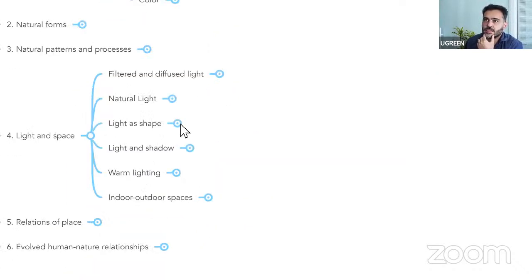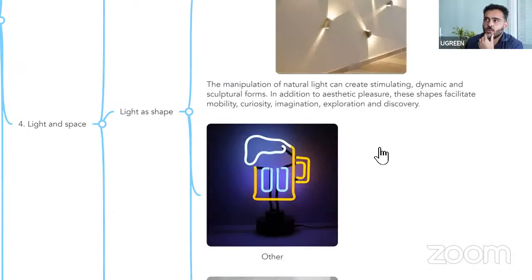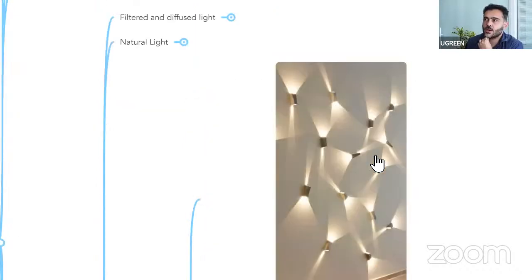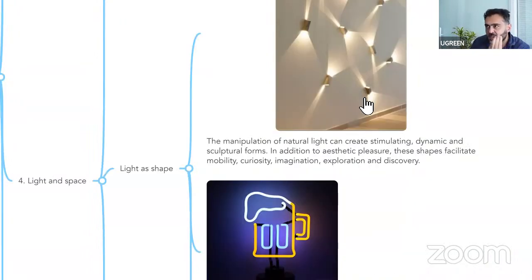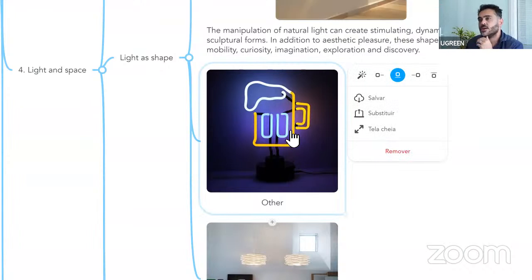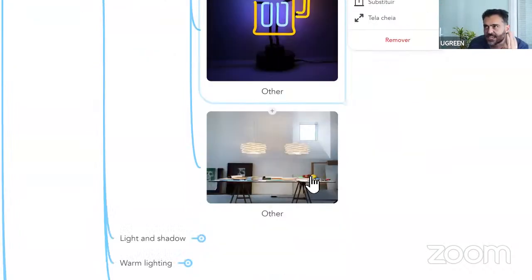Filtering diffuse light, light as shape. So when we are talking about interior design, we may want to do something like this. We want to create something that is going to be different. Maybe you want to have a different type of light inside your space. It's no problem at all.